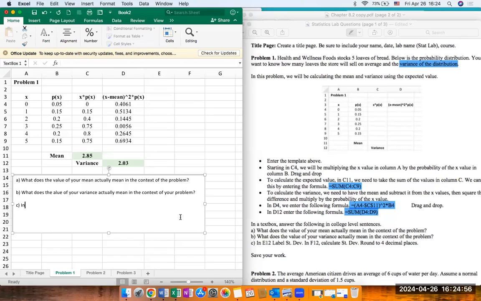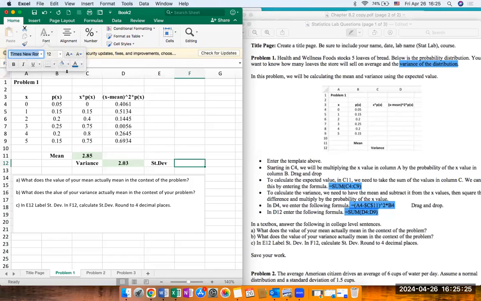C, in E12, label standard deviation. In F12, calculate standard deviation, round to 4 decimal places. Okay, so here we want your standard deviation, and here you're going to enter in your equation.